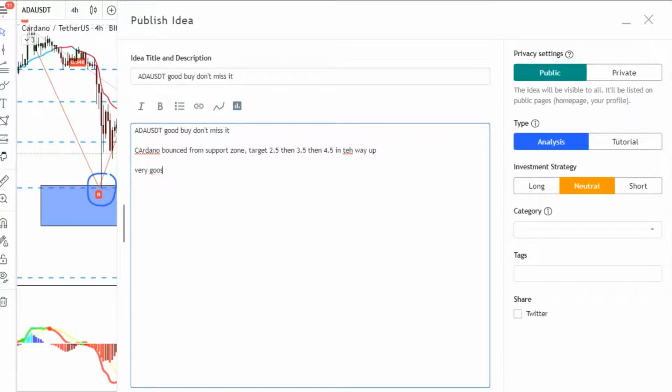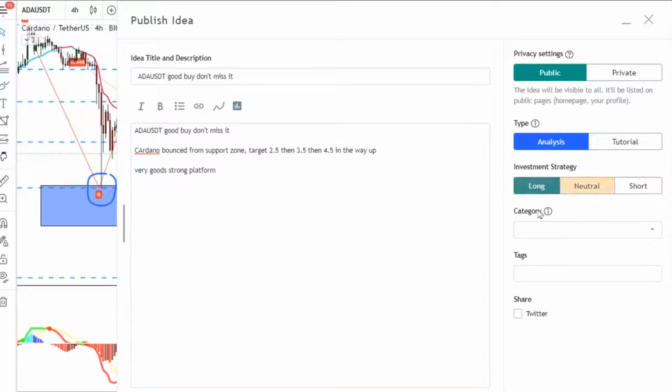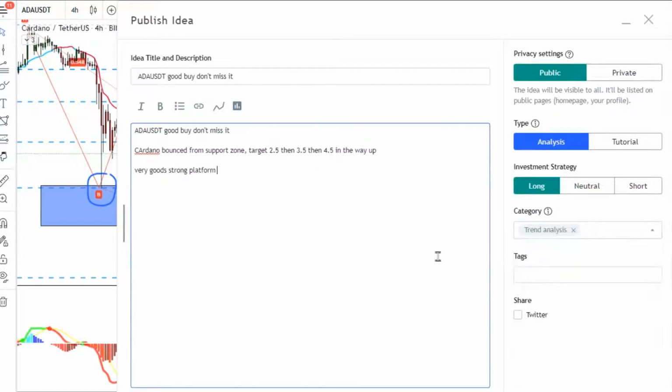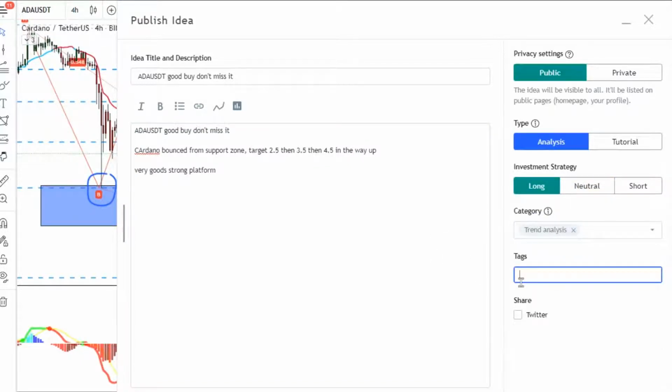So it's a very good, strong platform, and also about adding the, what do you call it, the smart contract and all that stuff. I believe in Cardano. I think it's going to be great. I think it's going to be the most competitive platform to Ethereum.